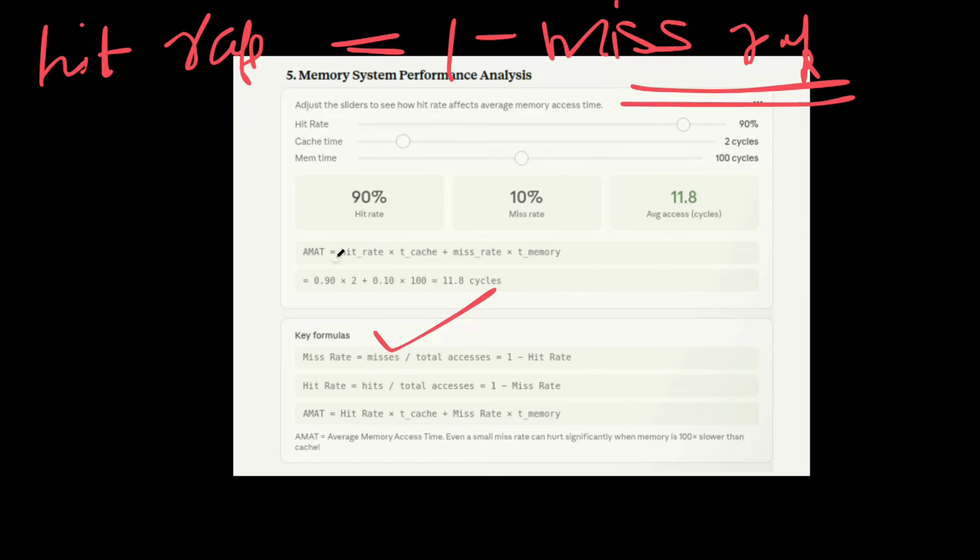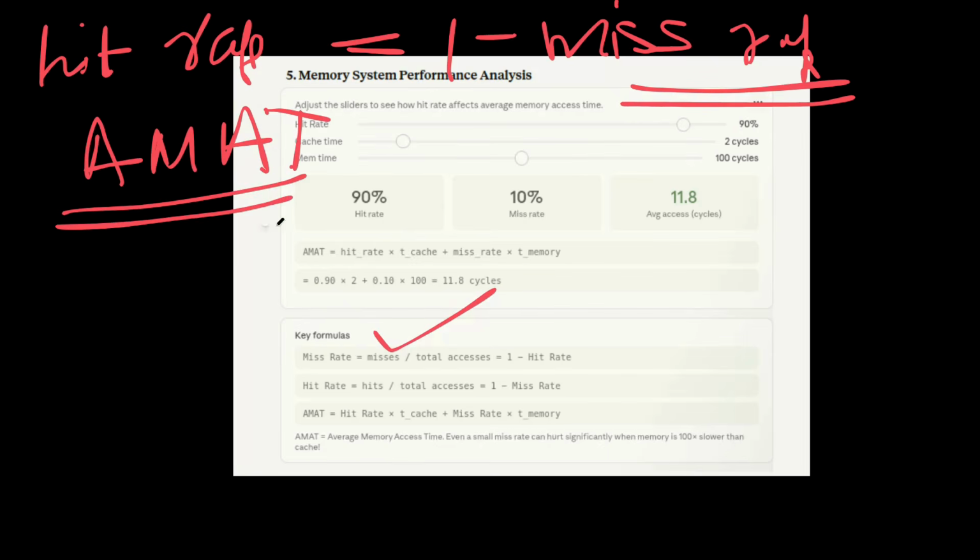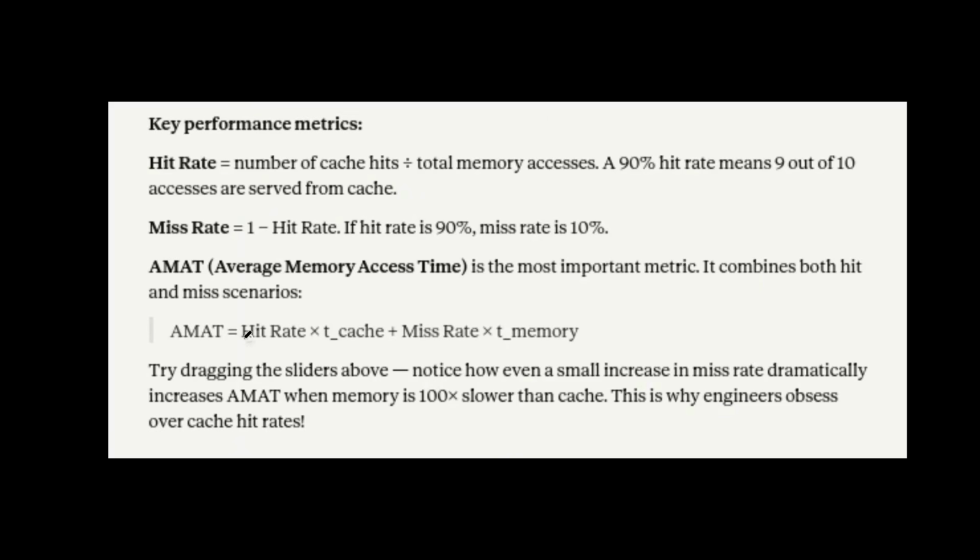Now AMAT means average memory access time. If I want to write that equation in terms of miss rate and hit rate: if it is a hit, then I am accessing from cache, right? So hit rate into time in the cache, plus if it is a miss, then I have to access from the memory, so miss rate into T of memory. So this is the formula to calculate the average memory access time: hit rate into T of cache plus miss rate into T of memory. That is the same thing that is given here.